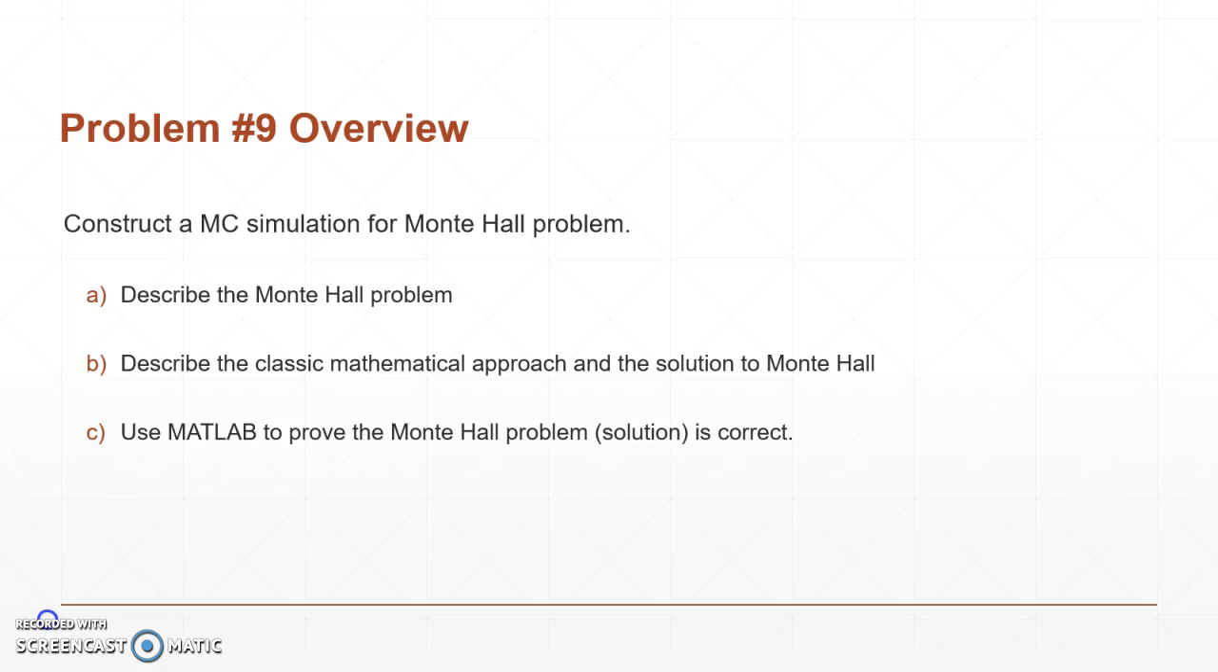So what is Homework 9? Basically what we want to do is take a look at the Monte Hall problem. We'll describe the problem itself, do a classical mathematical approach to it, and show you the solution, and then run it through MATLAB to prove the Monte Hall problem through simulation and Monte Carlo. So let's take a look at this.